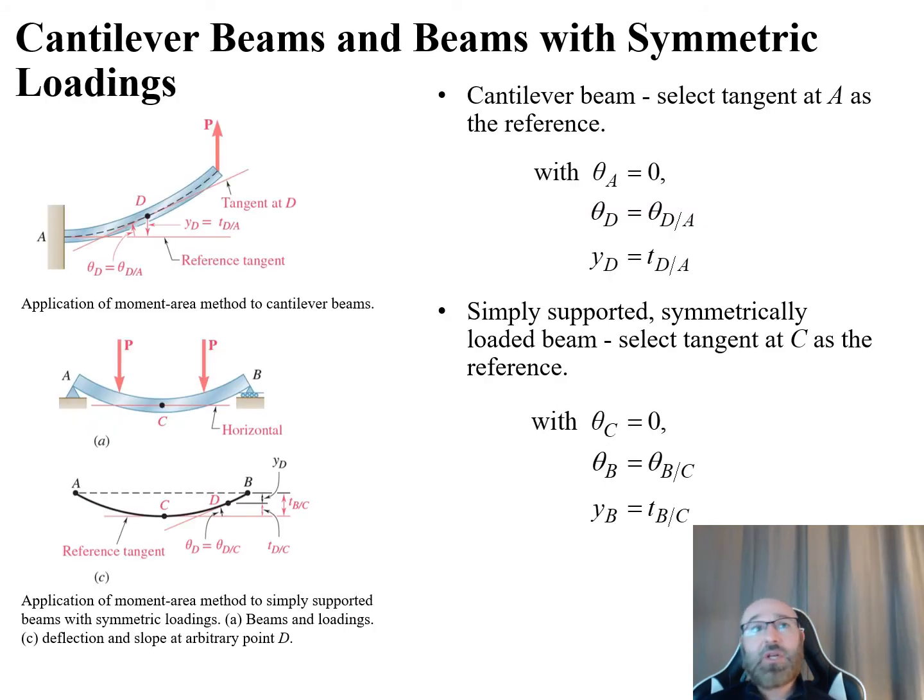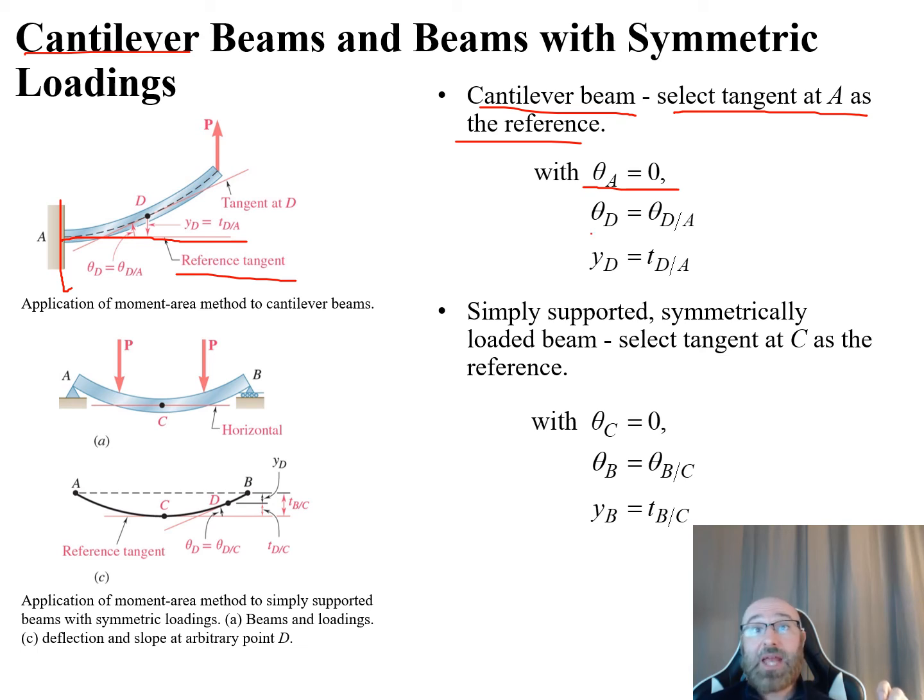Now let's take a look at cantilever beams and beams with symmetric loadings. Let's take a look first at our cantilever beams. In cantilever beams, the tangent to the elastic curve at the fixed end, A, is known and can be used as a reference tangent. So here's our fixed end at A. For this cantilever beam situation, we can select the tangent at A as the reference. There's our reference tangent right there. With our theta equal to 0, this line comes straight out like we see here.